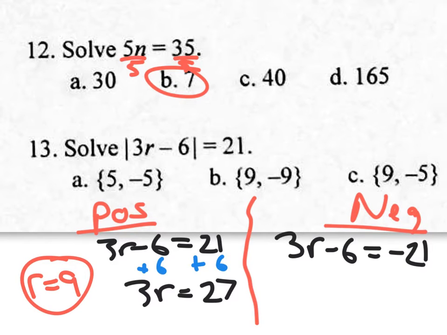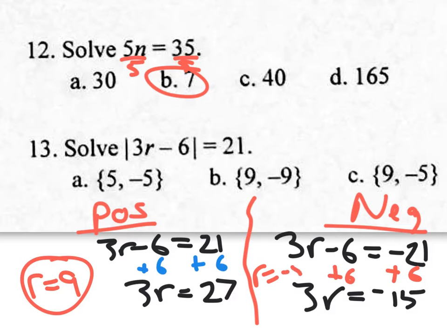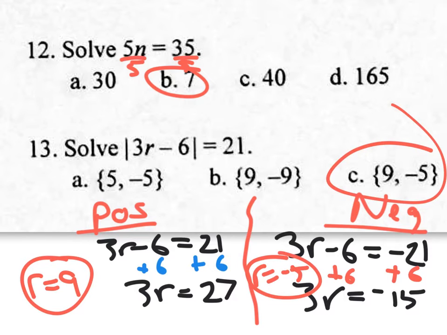That's one answer. The other one, plus 6, you're going to get 3r equals, what is that, negative 15? So that means that r equals negative 5. And that's your other answer. So 9 and negative 5 are your answers.